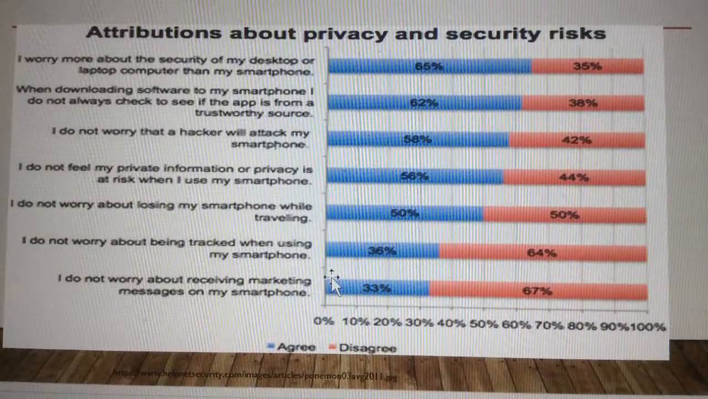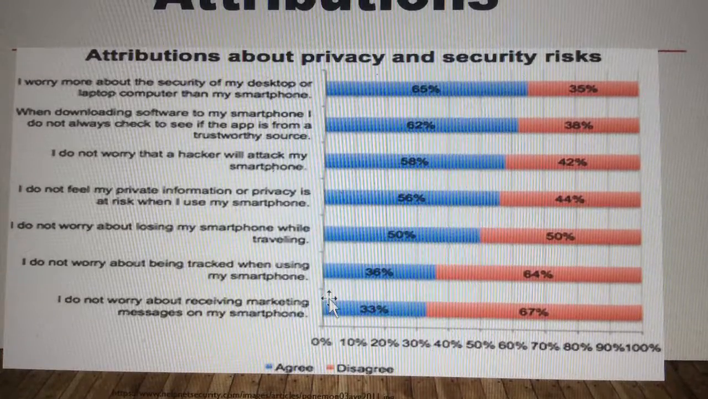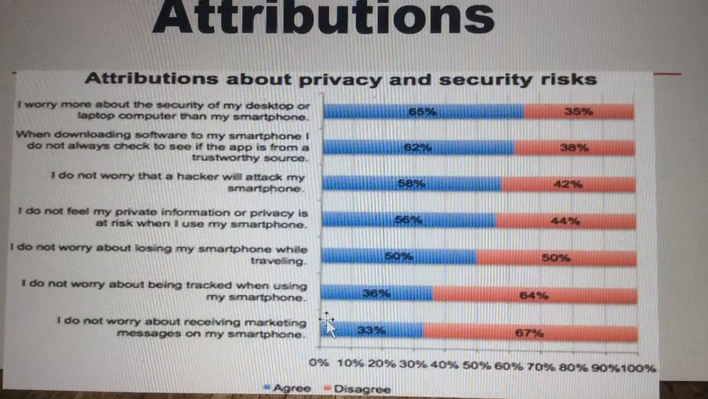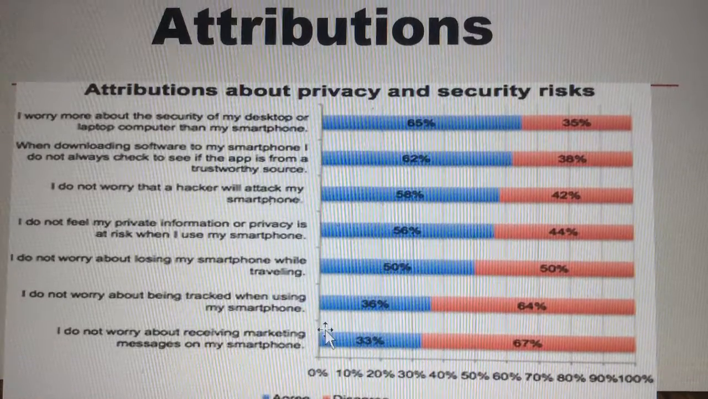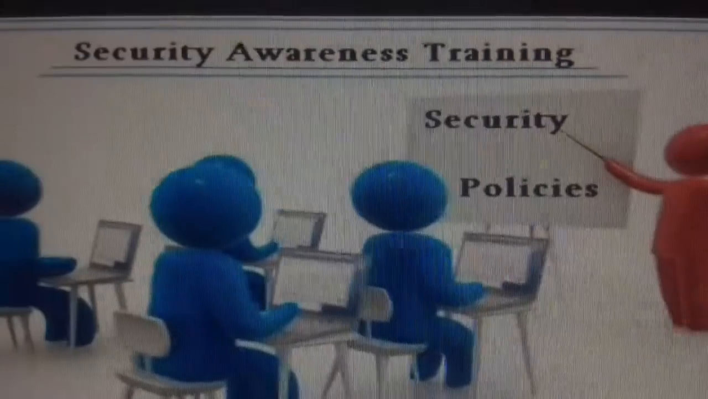This figure also presents that 58% of the respondents do not worry that a hacker will attack their smartphones, and 56% do not feel privacy is at risk when they use a smartphone. These are definitely unacceptable points. Smartphones always have special requirements on information security. The user's awareness of the smartphone's information security is important because the user's behavior will directly affect their information security and privacy.